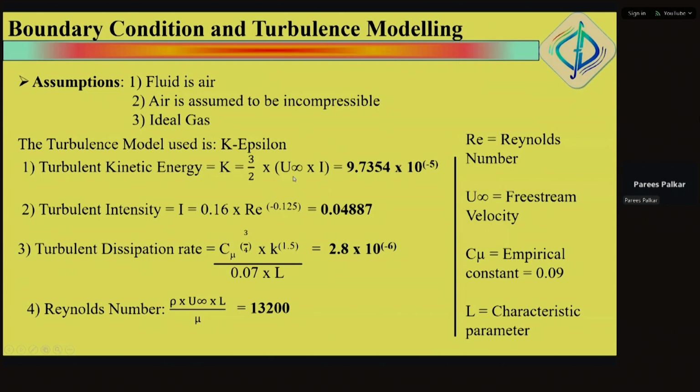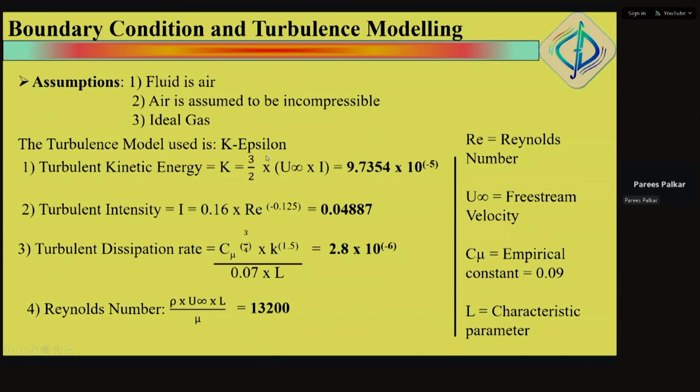After the Reynolds number is calculated, our aim is to calculate the turbulent kinetic energy. But again, for turbulent kinetic energy, we need the turbulent intensity. The turbulent intensity is given by 0.16 into Reynolds number to the power minus 0.15. That came out to be 0.0487. Once this turbulence intensity is calculated, we put it into the equation for turbulent kinetic energy. K is given by 3 by 2 into free stream velocity into turbulence intensity, which came out to be 9.735 into 10 to the power minus 5.